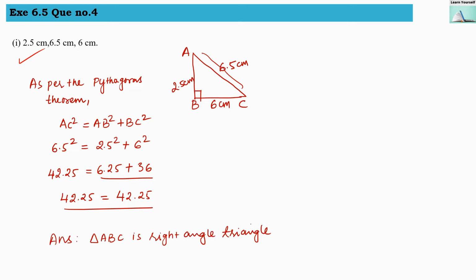So that's why this triangle ABC is a right angle triangle. Now which angle will be the right angle? If AC is the hypotenuse, then the angle opposite to that will be the right angle. So angle B is the right angle.